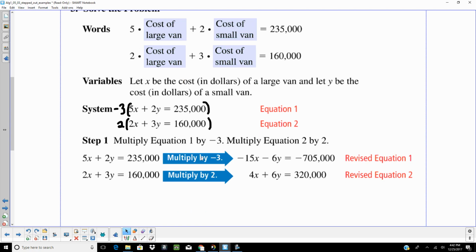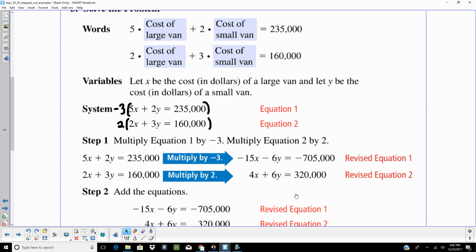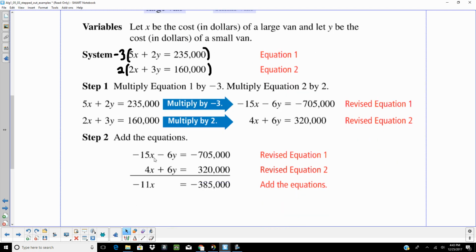So go ahead and do your multiplication. Rewrite both of those equations down. My y's will eliminate. Negative 15 plus 4 gives me a negative 11x. My y's cancel. Go ahead and add those 2 numbers together. You might want to use your calculator. Then divide by negative 11. And you get x equals 35,000. And that's the price of the large van.